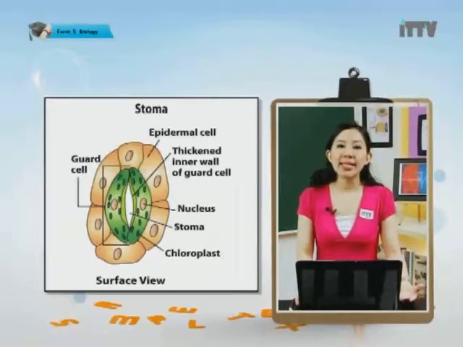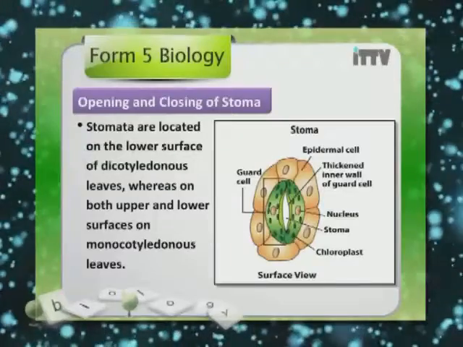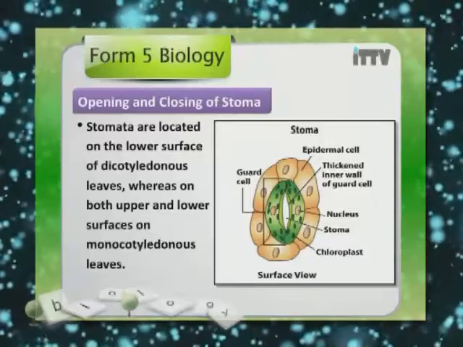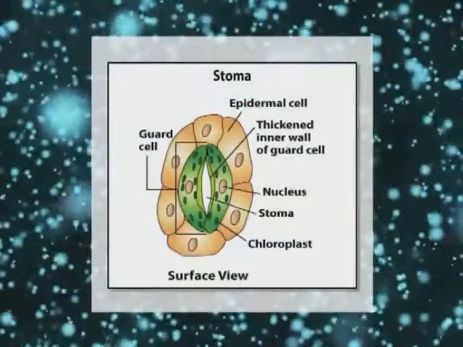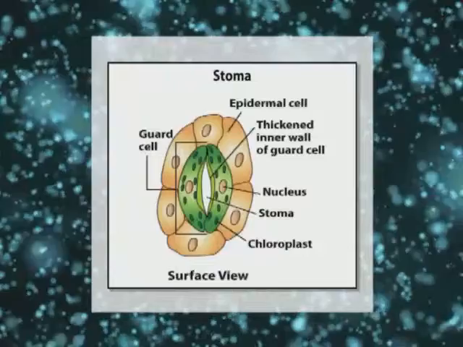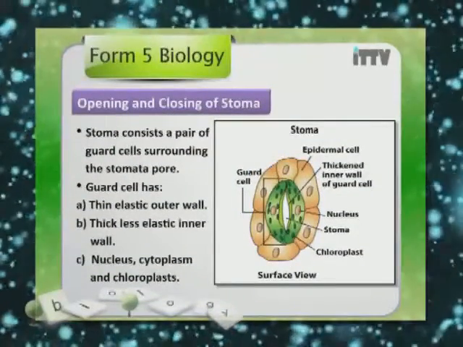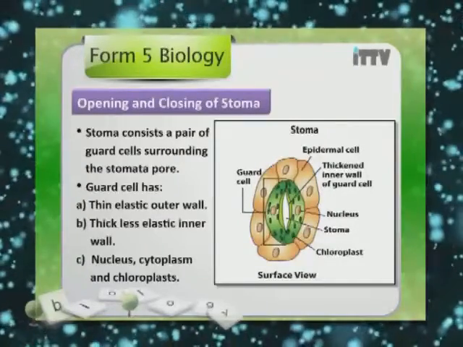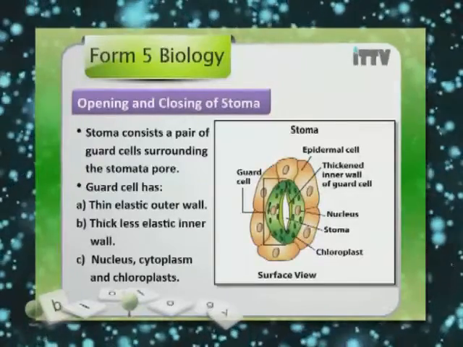Now, let us look at something else known as the opening and the closing of stomata. Stomata are located on the lower surface on dicotyledonous leaves, whereas on both upper and lower surfaces on monocotyledonous leaves. If you look at the diagram, there are pictures of stomata, a surface view of a stoma which is open. A stoma consists of a pair of guard cells surrounding the stomatal pore, and the guard cell has a thin elastic outer wall and a thick, less elastic inner wall. They have nucleus, cytoplasm, and chloroplast.